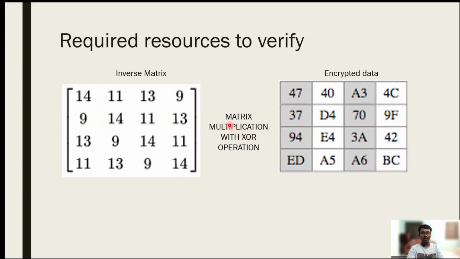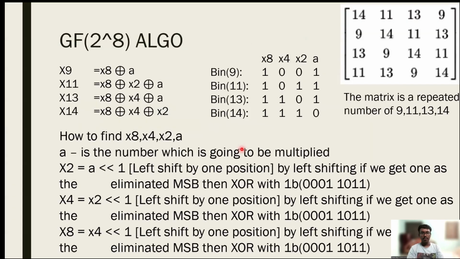But here we are going to use something called the XOR operation. This is kind of related to matrix multiplication, but here we are not going to do any multiplication. Instead, we are going to do the XOR operation. Okay, let's see how we are going to do the GF algorithm. As you can see, the inverse matrix here is a combination of 14, 14, 11, 13, and 9. So how are we going to multiply it?